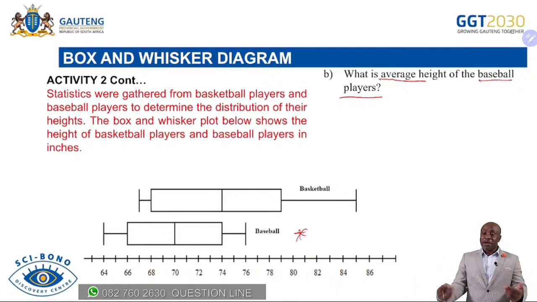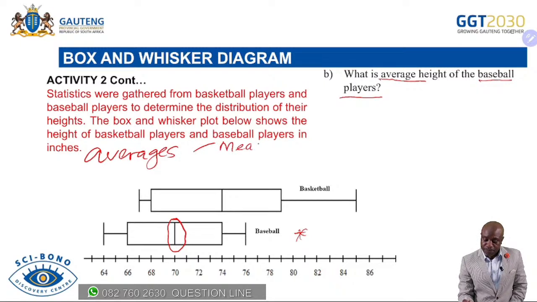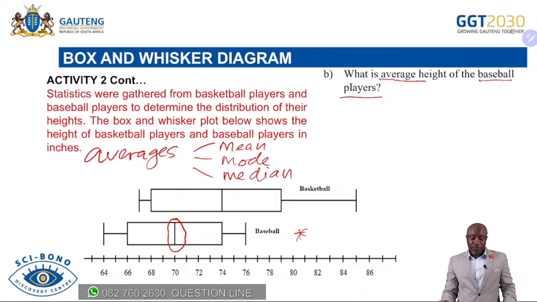And that value is your median. Because when we say average, remember your average, don't forget this, very critical. Your averages are 3. It's the mean, mode, and the median. And when we have a box and whisker, there is only one average that we have there. So one of those averages is just one, it is the median.